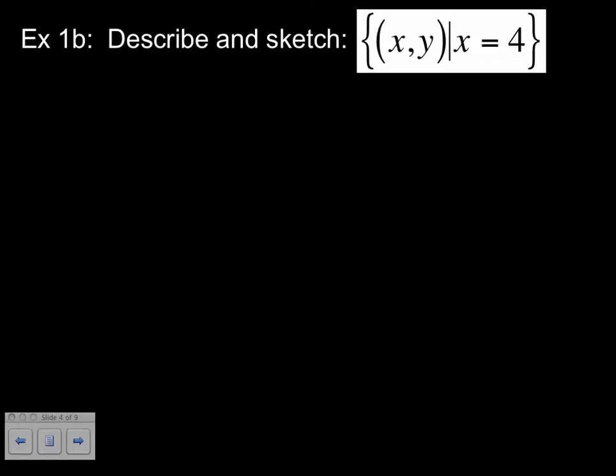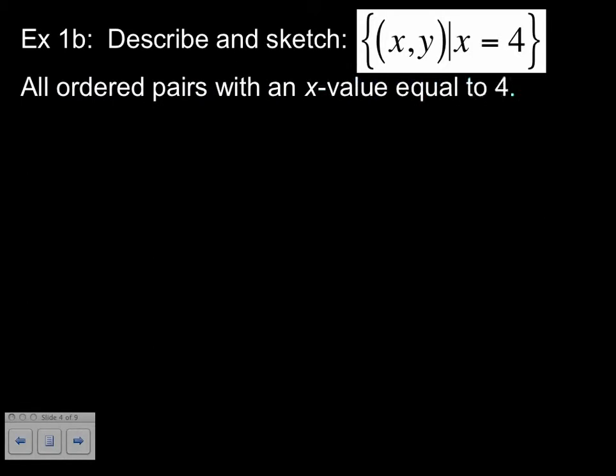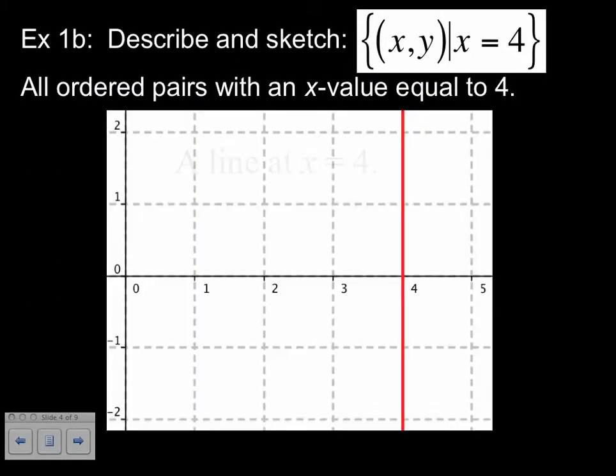Alright, next we want to describe and sketch the ordered pairs (x, y) such that x is equal to 4. Well, if x is equal to 4, that is a vertical line. It's all the ordered pairs with an x value equal to 4. As we look at that, that is a vertical line where x is equal to 4. Every point on that vertical line has an x value equal to 4, whether it's (4, 1) or (4, 0) or (4, -85).